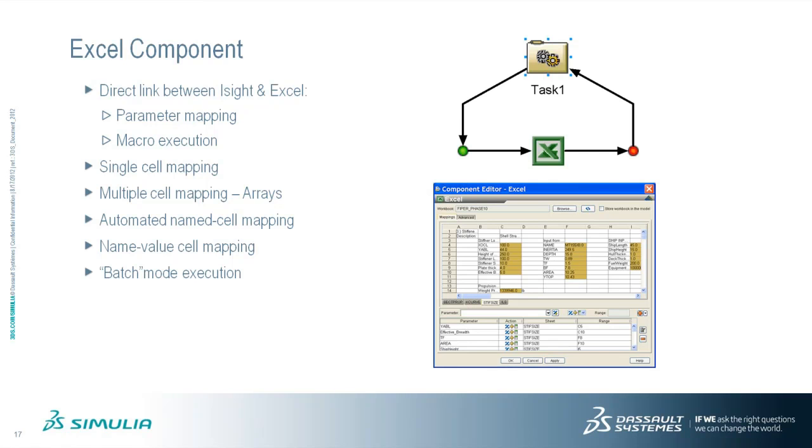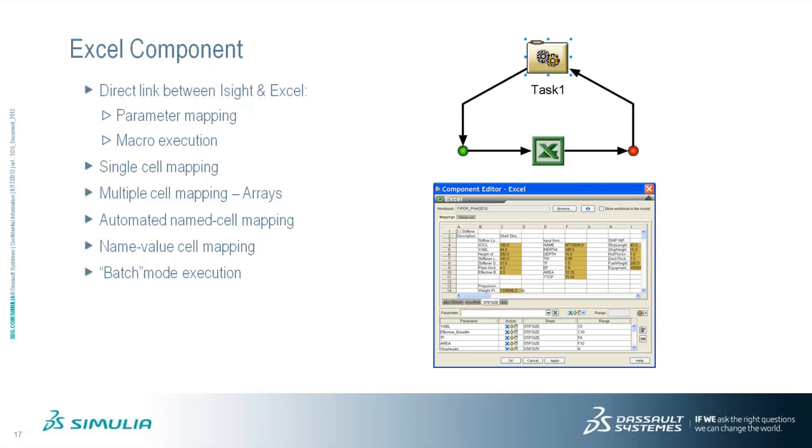So I'm going to talk about each one of these components in just a little bit of detail to give you a bit of a feel for it. So for the Excel component, there's a direct link between iSight and Excel. It allows for parameter mapping, macro execution. You can either do single cell mapping or multiple cell mapping. If you have named arrays or named cells in Excel, it'll map those to your properties automatically.